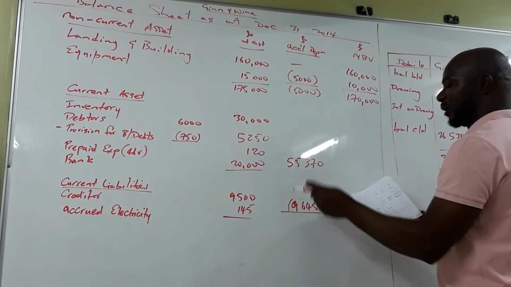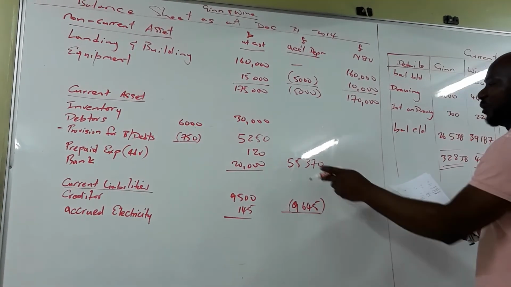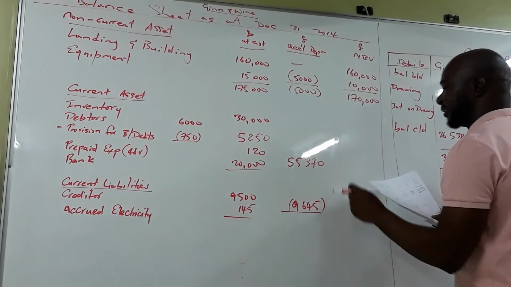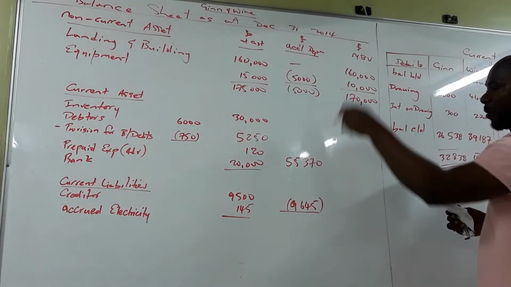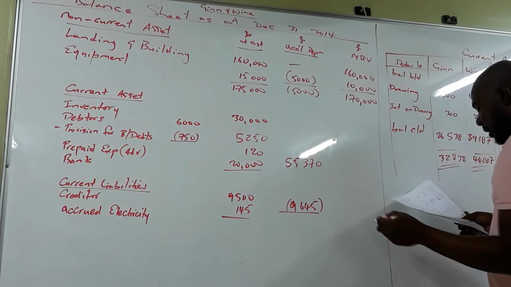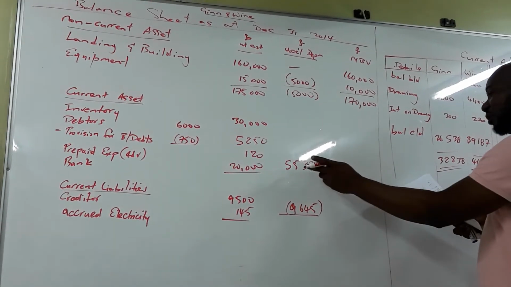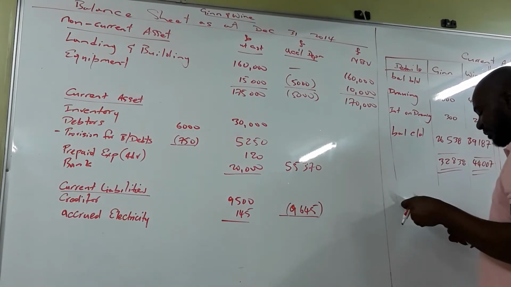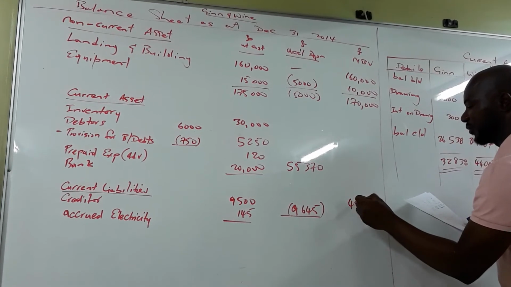Now we're now going to what? Subtract this 9,645 from the 55,370. Right? Based on the format that we're using. Right? When you minus the 9,645 from the 55,370, you get a total of what?